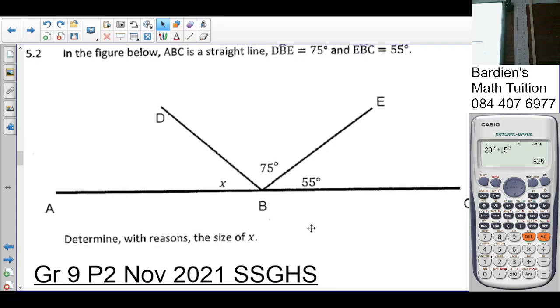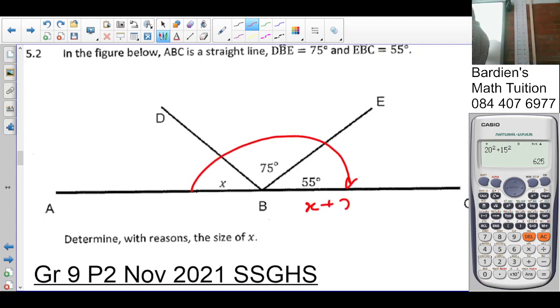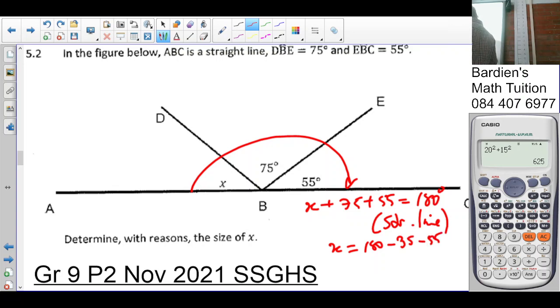Right, in the figure below, we are told that ABC is a straight line. The angles on a straight line add up to 180, also known as supplementary. So DBE, this angle is 75, and the other angle is 55. Determine with the reason the size of x. How do we get that? x plus 75 plus 55 equals 180. Why? Angles on the straight line. So x equals 180 minus 75 minus 55.